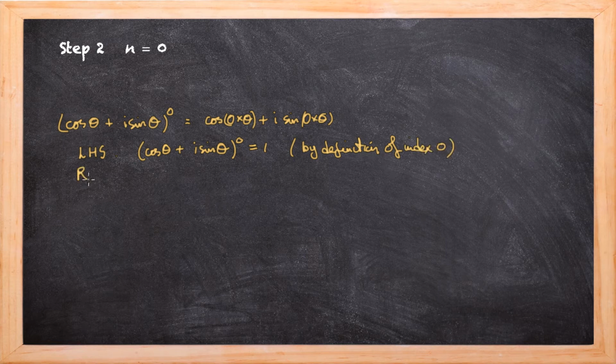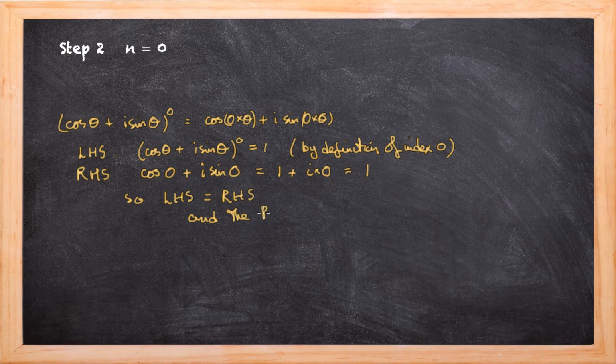So let's look at the right-hand side. And there we've got cos 0 plus i sine 0. And remember, cos 0 is 1 and sine 0 is 0. So that again gives us 1. So the left-hand side does equal the right-hand side, and therefore the result is true for n equals 0.